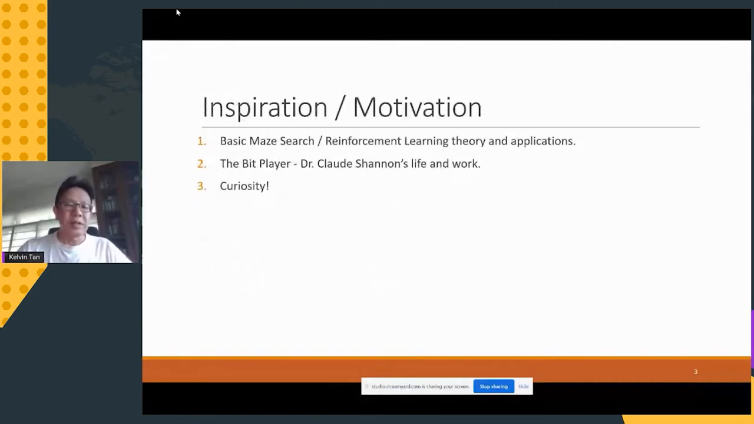The inspiration or motivation for the talk is, number one, curiosity. It's based on learning and reading about reinforcement learning, especially after watching a documentary on Dr. Claude Shannon. This really intrigued me, so I wanted to try out not just the algorithm on a virtual platform, but on a physical platform.